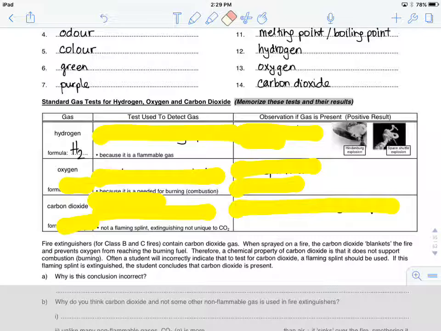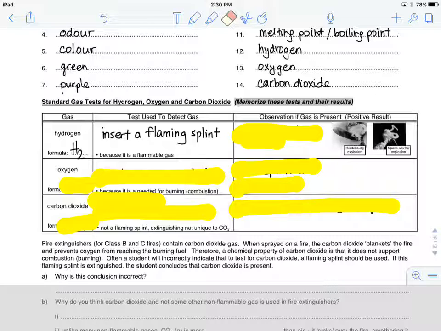And this is what's going to happen. We're going to take a splint, one of those wooden sticks that we have at the back of the classroom, and make it so that it's on fire. We're going to put a flame on it so that it's flaming, and we're going to insert that into a test tube with hydrogen in it.